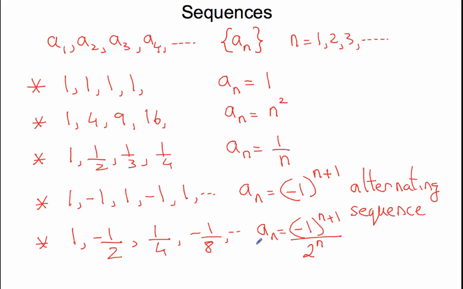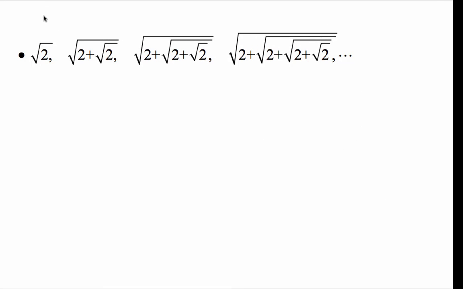Sometimes looking at a sequence, we have to guess what AN is. Look at this sequence. Here A1 is square root of 2. A2 is square root of 2 plus square root of 2. And then here it becomes more complicated. A3 is the square root of 2 plus square root of 2 plus square root of 2, and all of this written in this form, and so forth. Here's A4. And now you can guess what A5 is going to be.